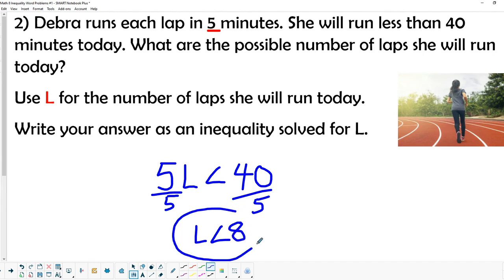And a lot of that's going to just depend on how good she's feeling today, whether or not it starts raining, or is it too hot out there, or is she just too tired to run that many. Anyhow, she can run anything less than 8 and still have time to do the other things that she needs to do.